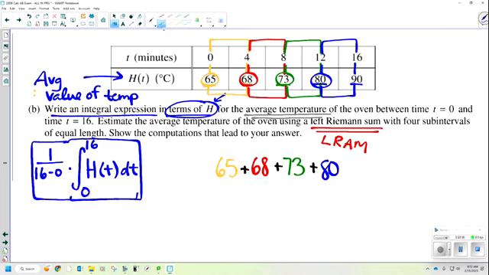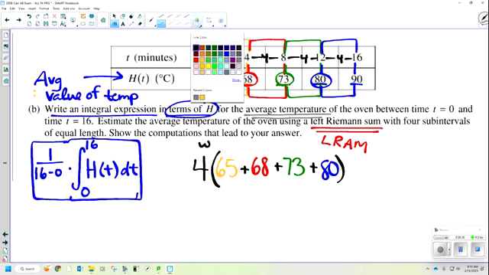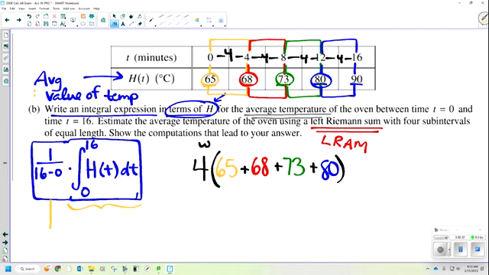Now, let's not forget, anytime I do LRAM, RRAM, MRAM, I have to multiply by the width of the rectangles. Some people call it the height. I call it the width. These all have a width of 4. That's a distance of 4, each and every one of them. So I can do this by just multiplying this times 4. That will give me the area under the curve. So let me point something out here. In this blue integral that we set up, what I have written down will give me this part. I still need to multiply it by 1 over 16 minus 0.